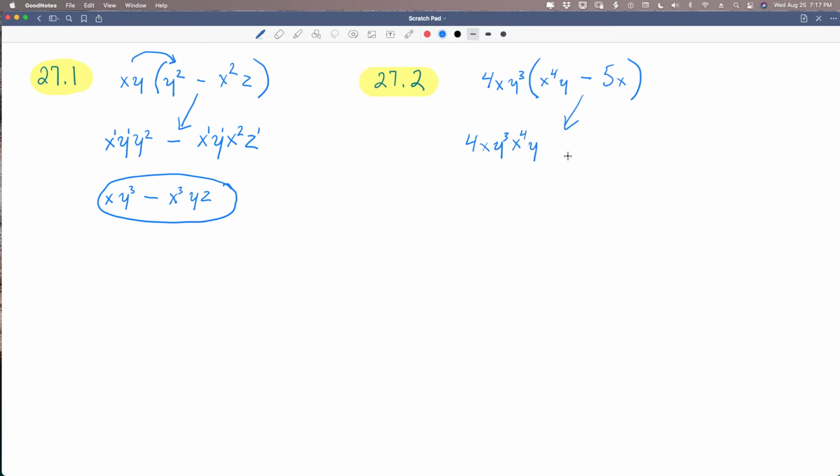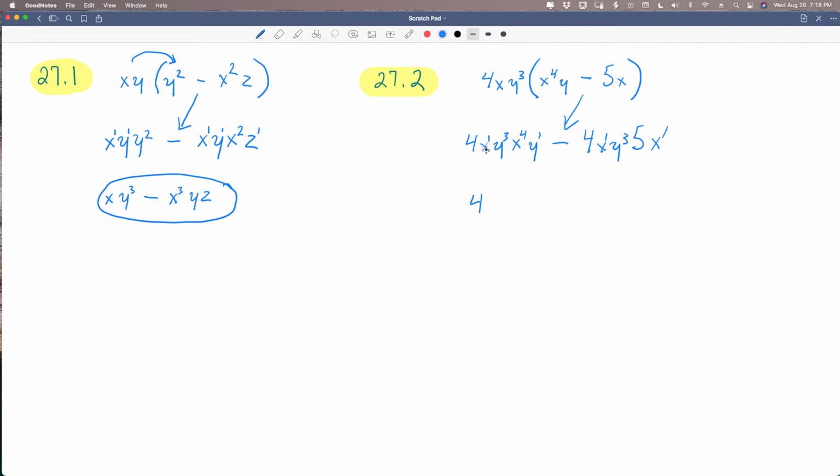Bring down our operation and write the first part, 4x y to the third, and then write our second term. Now we're going to do the squish, okay? And the squish is where we put it all together. So we have x to the 1, y to the 1, x to the 1, x to the 1, okay? So now we bring down our constant first. We have a 4. There's no other constants to multiply, so it's just a 4.